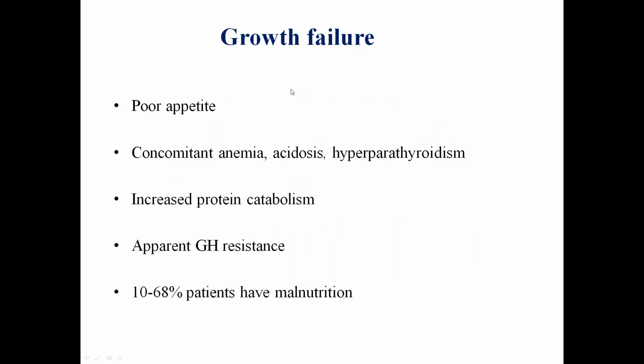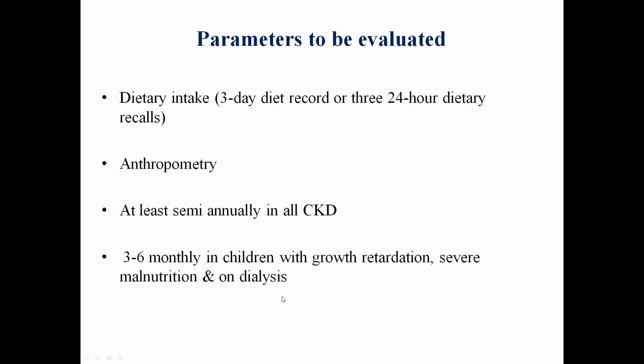Now, the growth failure, which primarily occurs in chronic kidney disease, essentially occurs because of poor appetite, which occurs because of anorexia, concomitant anemia, acidosis, hyperparathyroidism, increased protein metabolism due to metabolic acidosis, and also there is a situation of apparent GH resistance on a background of uremia. And in our population, we have seen that more than 50% of our patients attending our clinics actually have secondary malnutrition. So the parameters that need to be evaluated to identify this malnutrition are your dietary intake records. Ideally, it should be a 3-day record, but in a busy clinic, it is difficult to do a 3-day dietary record. So sometimes we just do a 24-hour dietary record for these patients.